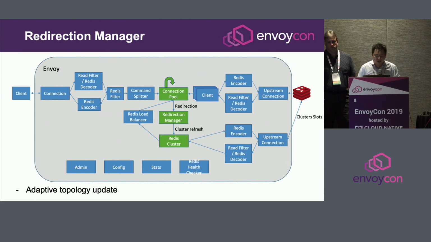And that's when we introduce this Redirection Manager. So whenever we get redirections, we tell the Redirection Manager, hey, we're receiving redirections. This is probably a good idea to trigger a topology update and update what our cluster should look like. And we also use the Redirection Manager to protect the cluster so that we can say, hey, you can't keep sending topology updates. You can do it once every 10 seconds or something like that.